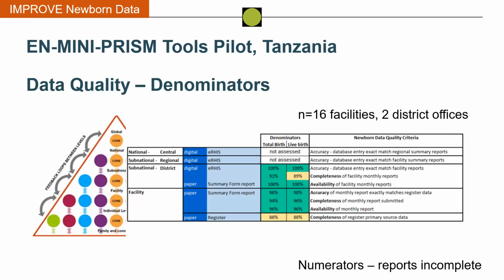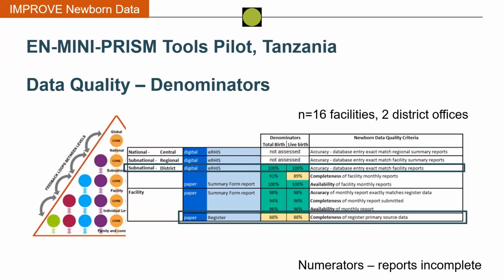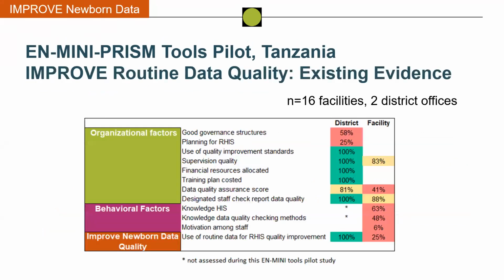Now turning to improve newborn data, for our data quality assessment for the denominators needed for indicator measurement, it showed at the district level, we found excellent data accuracy for data entry onto the HIS from summary reports. But at the bottom of the pyramid, the source register data was only 88%.